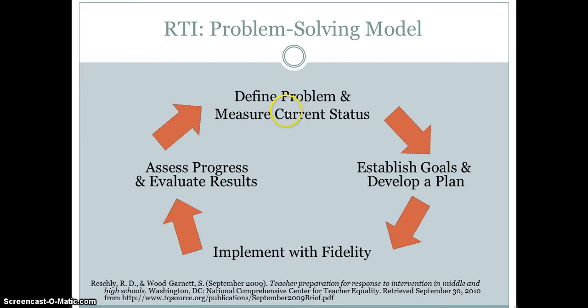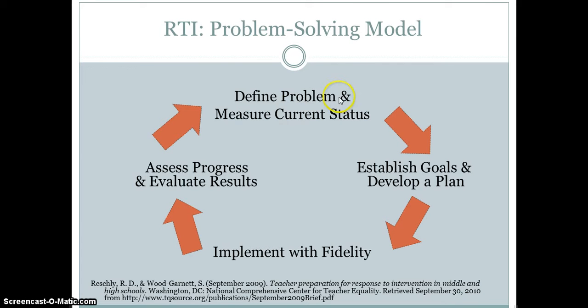The first step of this problem-solving model is to define the problem and measure the current status. In other words, the teacher thinks about exactly what is the problem, where is this student exactly struggling, not just they're failing. Is it that they're not turning in their homework? Is it that they're not paying attention in class? And then the teacher would measure it. So not just, quote unquote, this student never turns in their homework, but instead, out of the last 4 assignments, the student has turned in only 1. That's measuring their status, finding out exact details.